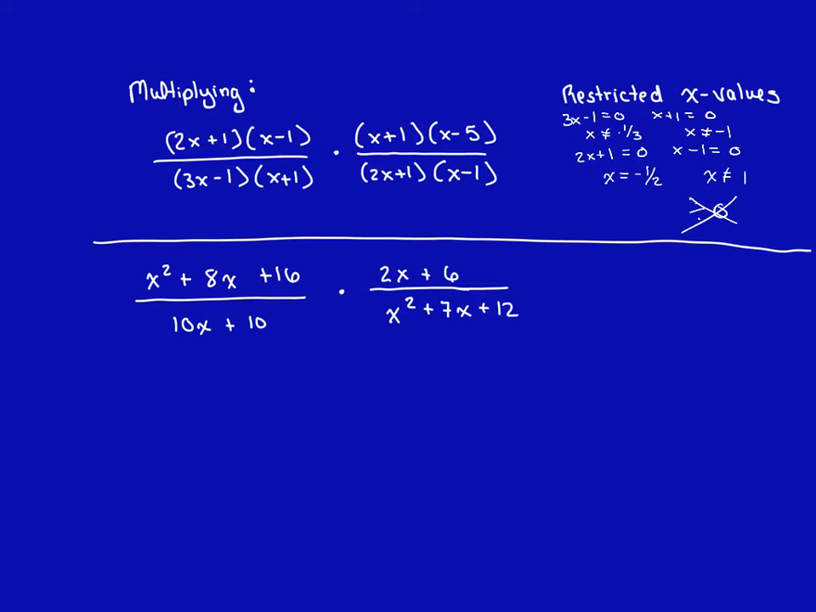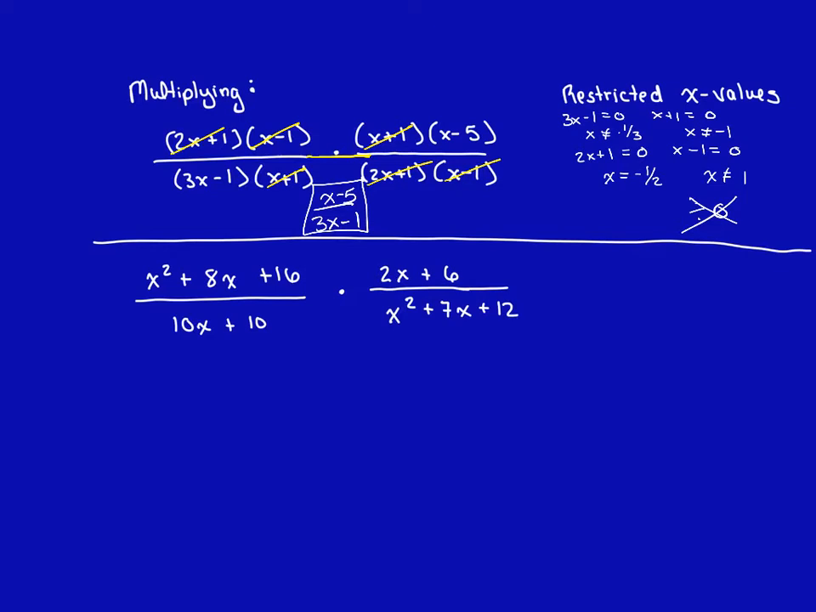So now, basically, what happens is when you're multiplying, it's like extending this line across, and basically you have 4 factors in the numerator and 4 factors in the denominator, and you're just looking for common factors that you can divide out. So we have x minus 1 and x minus 1. We have 2x plus 1 and 2x plus 1. And we have x plus 1 and x plus 1. And so we're left with x minus 5 and 3x minus 1 in the denominator, and so there's our final answer.